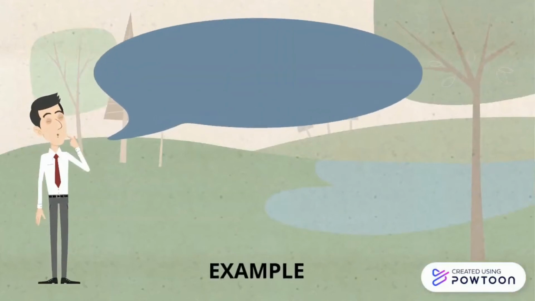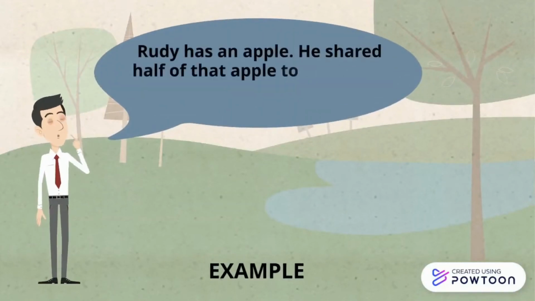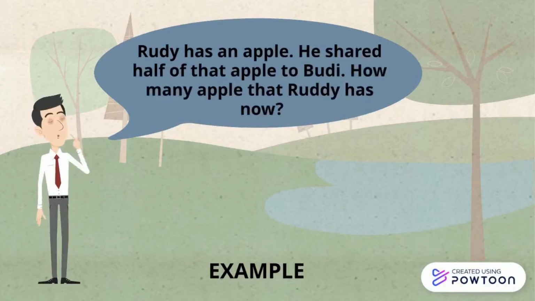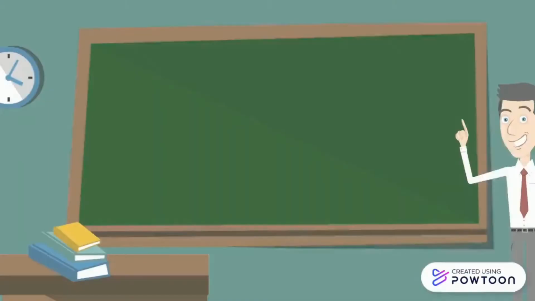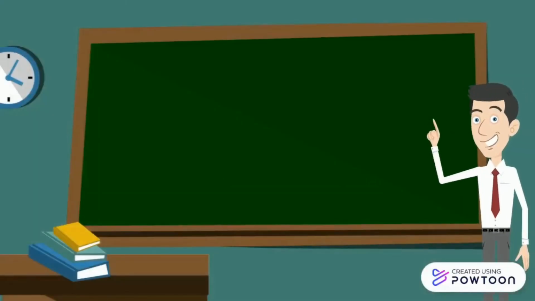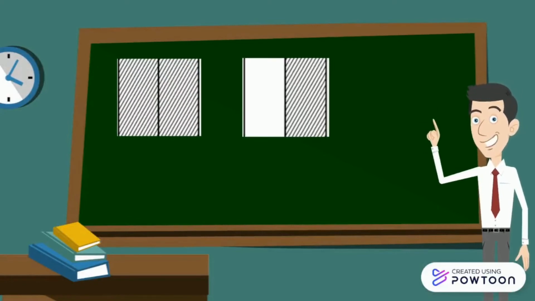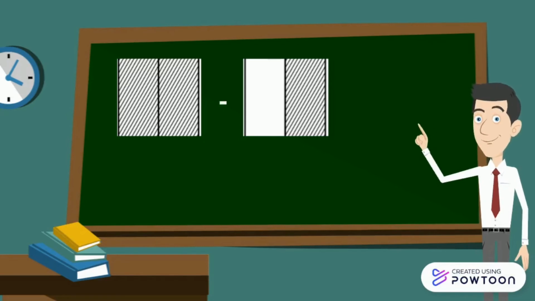For example, Rudy has an apple. He shared half of that apple with Budi. How many apples does Rudy have now? From that question, Rudy has an apple, then he gave half of it to Budi, which means at first he has one apple or 2/2 of an apple, then he lost half of it or 1/2 of it because he gave it to Budi. To find the solution, we have to subtract the part that he lost from the amount that he had at first.